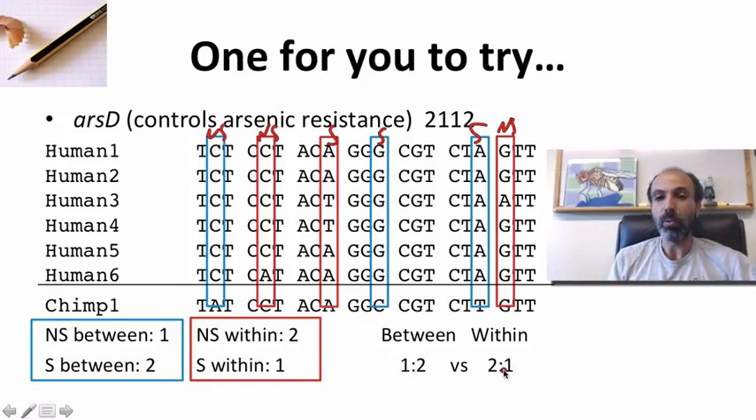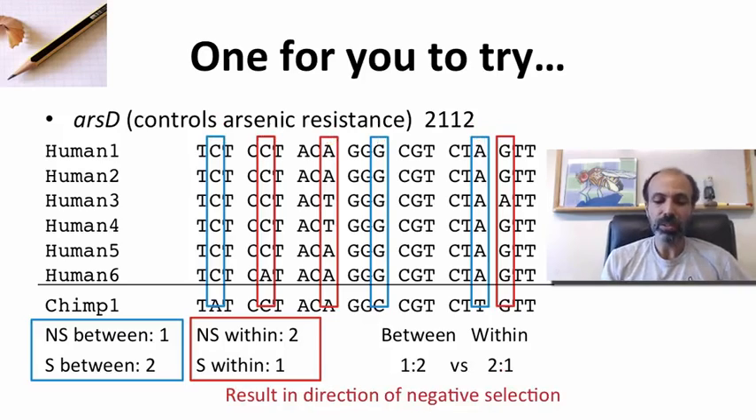So again, which one is bigger? In this case, we see it's bigger in the within species category. That is the result in the direction of negative selection, that there is potentially bad variation sticking around within species, not being eliminated. So let's recap real quickly.